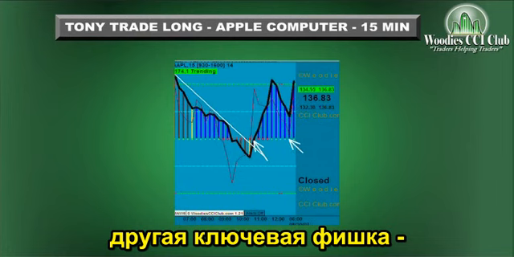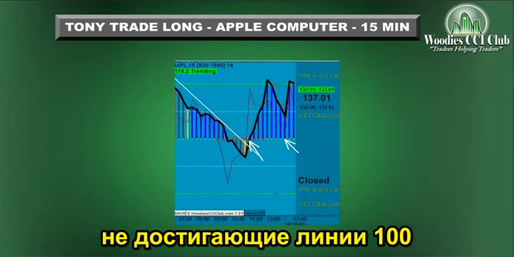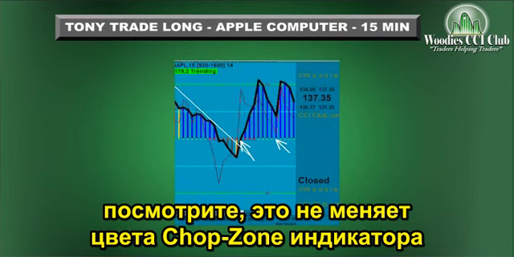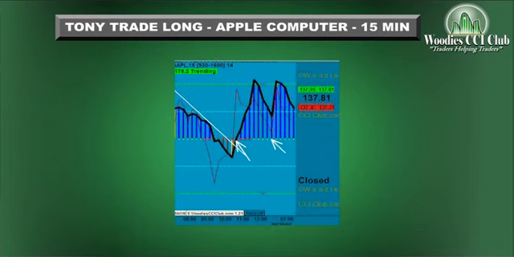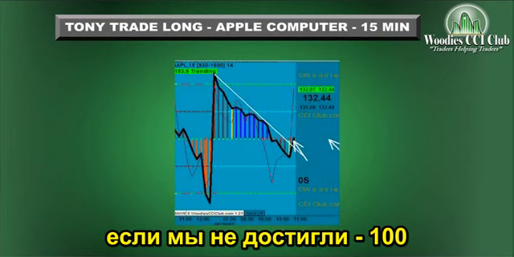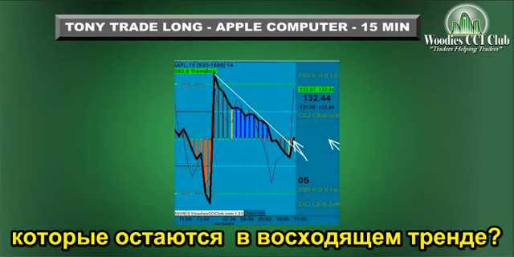Now, another nice thing, a clue: even with 6 bars or 5 bars below the 0 line, none got to the minus 100, but also look, we never even changed colors on the chop zone indicator, and we never changed colors on the sidewinder. That gave us a clue that it stayed with the uptrend.